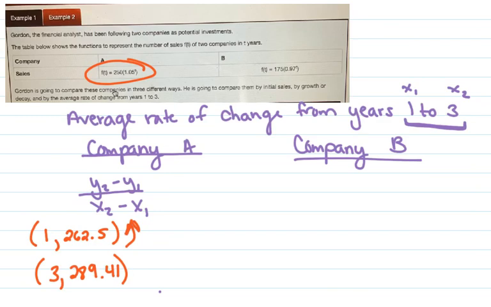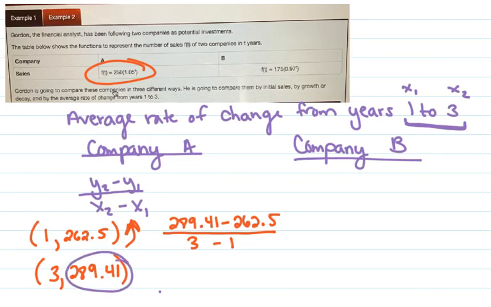And so now that I have my 2 points, now I can plug it into my rate of change formula. So 289.41 minus 262.5 over 3 minus 1. Just make sure you're being consistent. So if you start with this as your y value, then start with this as your x value. If you did it the opposite way, then just make sure you're being consistent, and whatever y you start with, you're starting with that same x value.